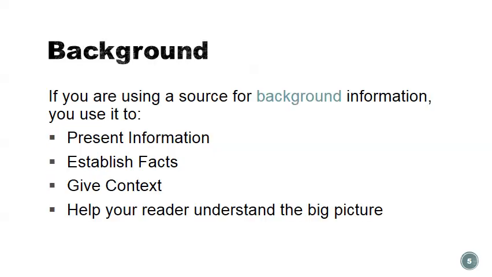So first, background. If you are using a source for background information, you use it as the writer to present information, establish facts, give context, or to help your reader understand the big picture. The sources you use as background information are completely dependent on the audience. So if your audience is new to the topic or is outside of your field, they might need additional background information. If you're talking to colleagues or other experts in the same field as you, you might not need to provide as much background information.